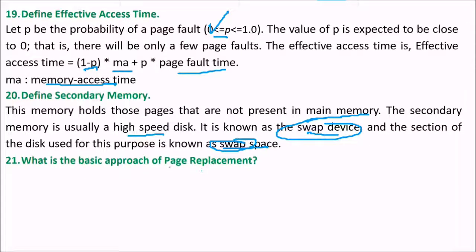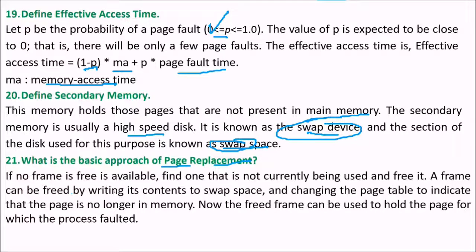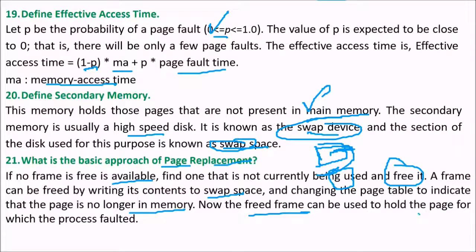What is the basic approach of page replacement? If no frame is free, we find one that is not currently being used and we free it. Frames are not free, so we try to do something to make a frame free. A frame can be freed by writing its content to the swap space, the secondary memory, and changing the page table to indicate that the page is no longer in memory. Now this freed frame can be used to hold the page for which the process has faulted.